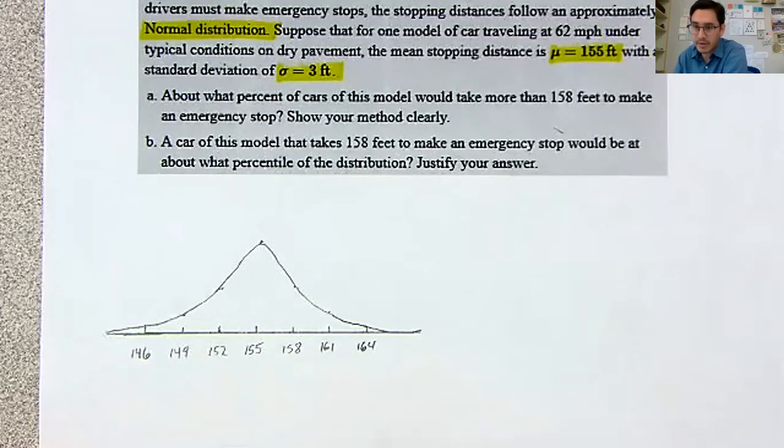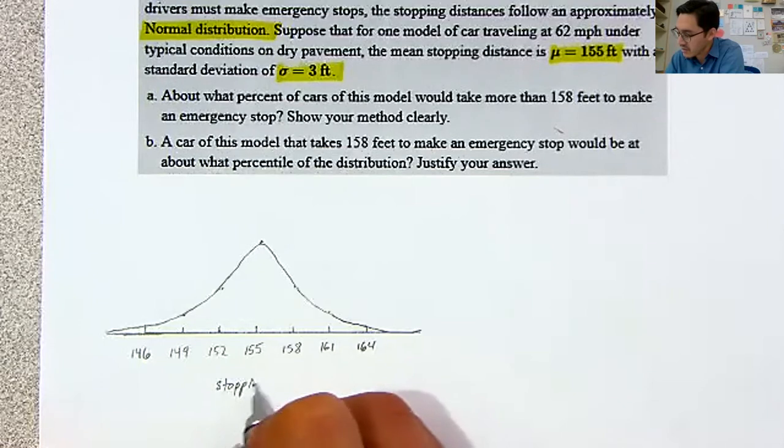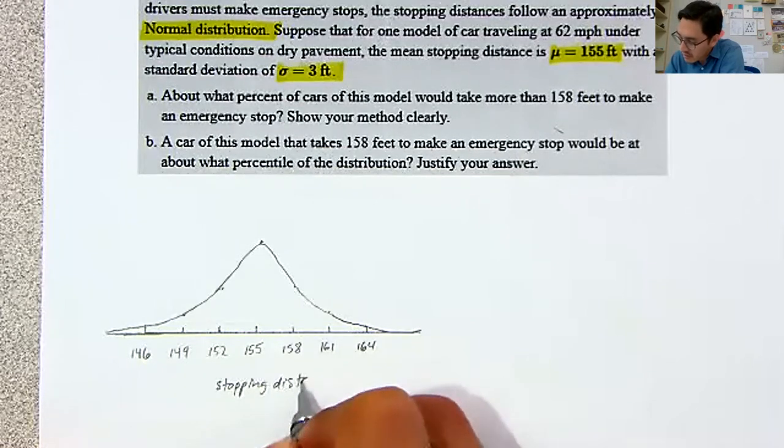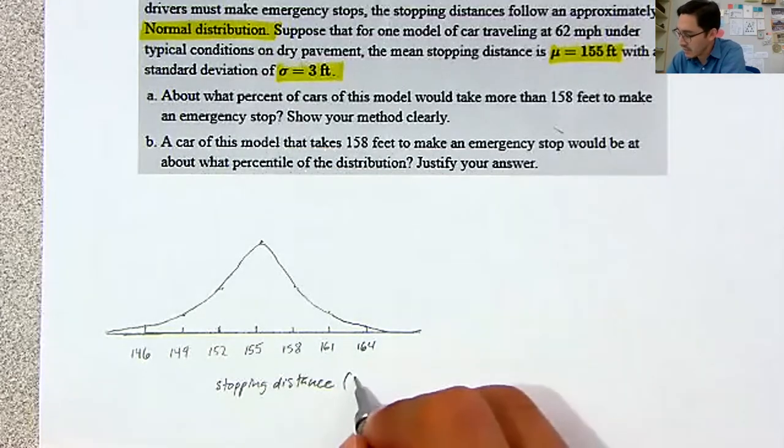Okay, so not only should we scale our number line, but we should also label it, right? What's the variable that these numbers represent? And it's stopping distance. And then does this have units? And it does, the units are feet.